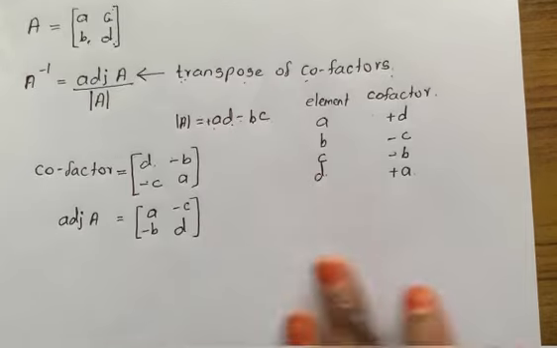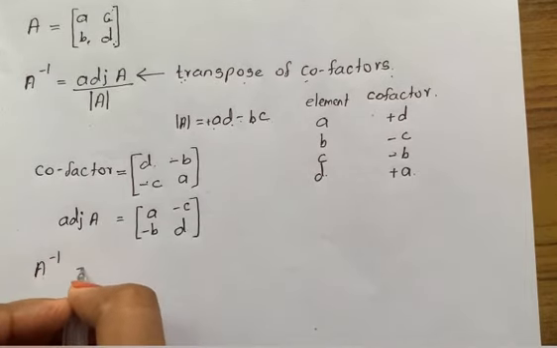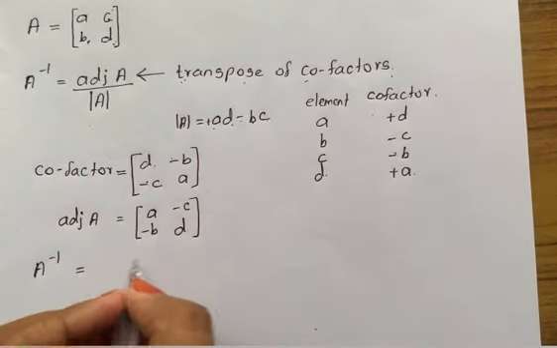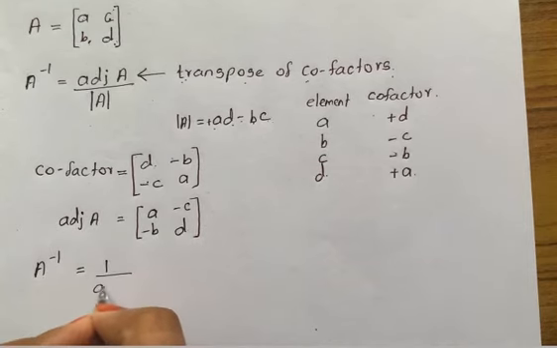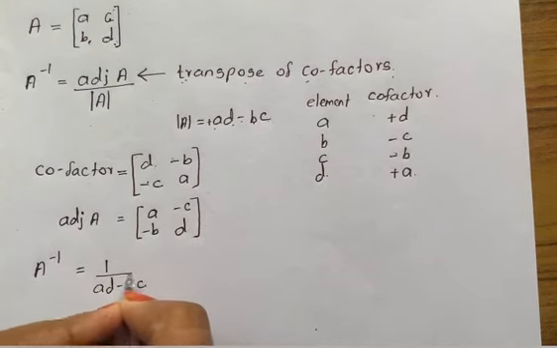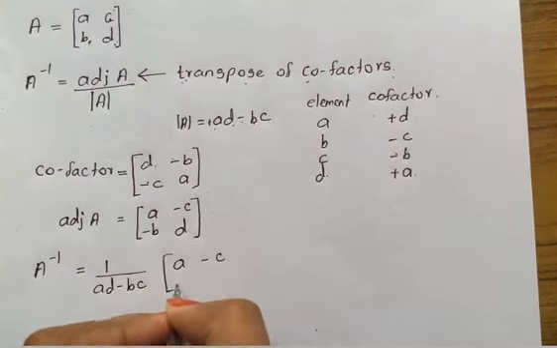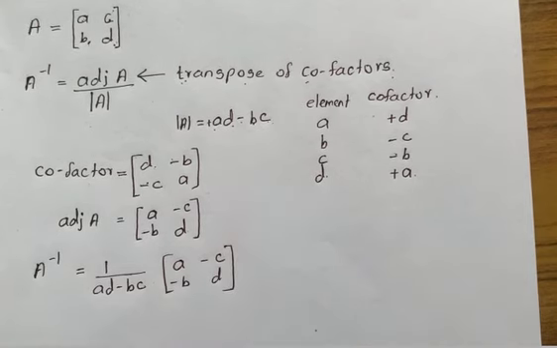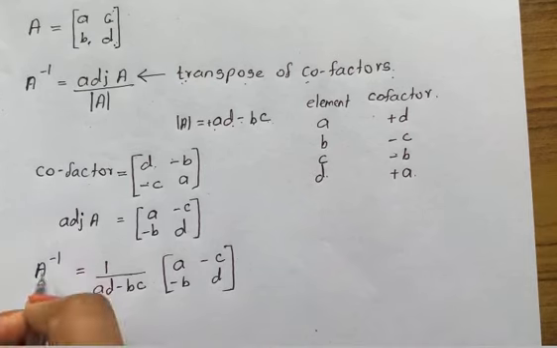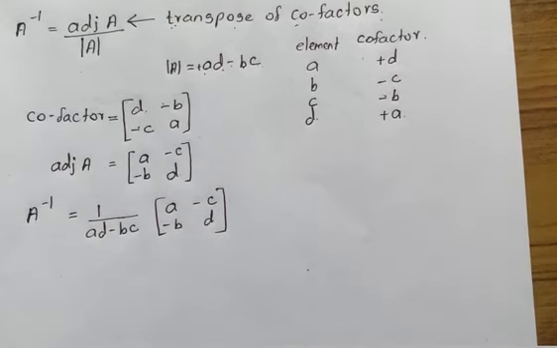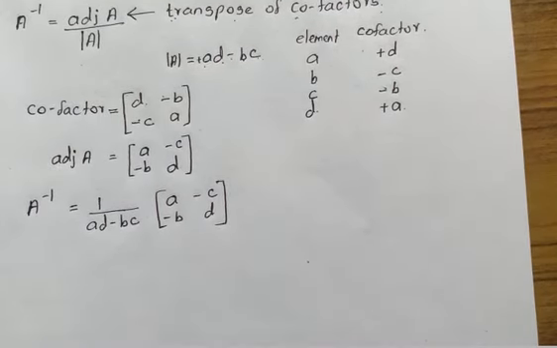So just see that. A inverse would be this adjoint and the determinant, the ratio between them. You can see that a and d would be in the same position and b and c would be in the same position, but their sign will be negative. So you can think like this; it will be helpful for you to remember and do the questions.